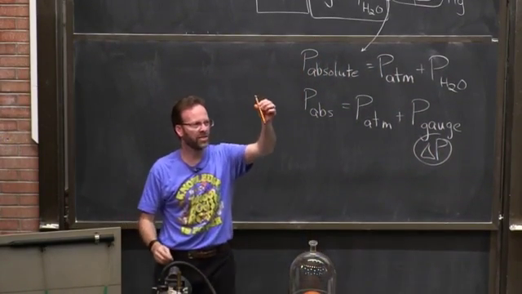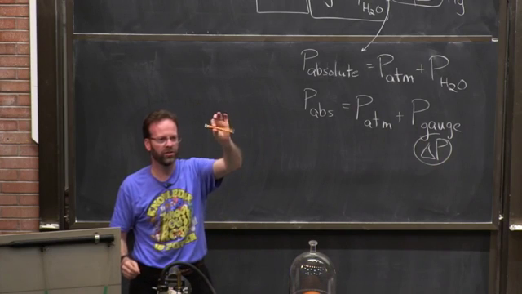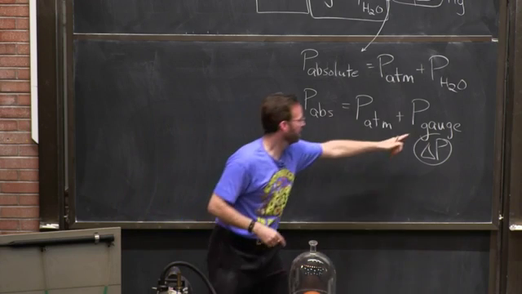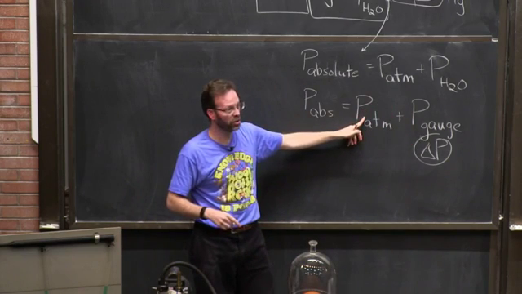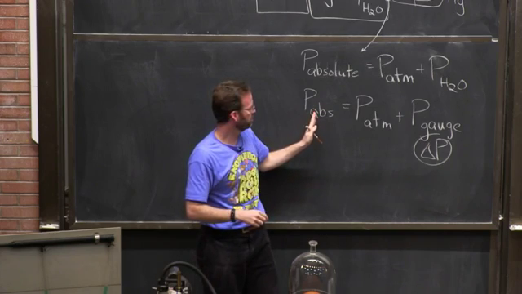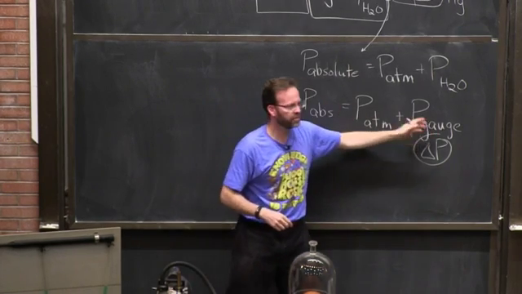So that's all this measures. That 32 pounds per square inch is the difference inside and outside. You add that to the atmosphere that's still there pushing, and you get an absolute. Do you understand the difference between gauge and absolute pressure?